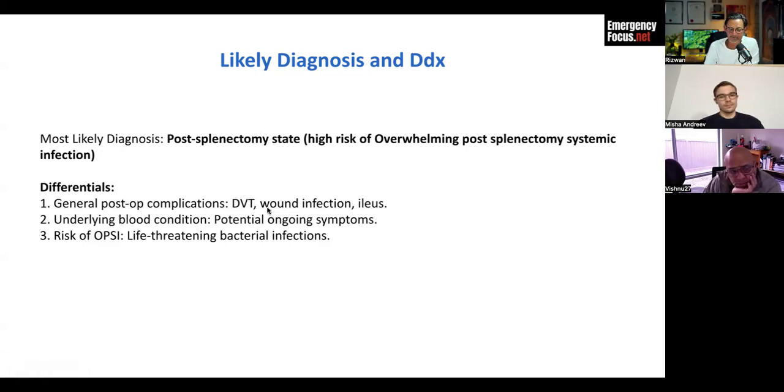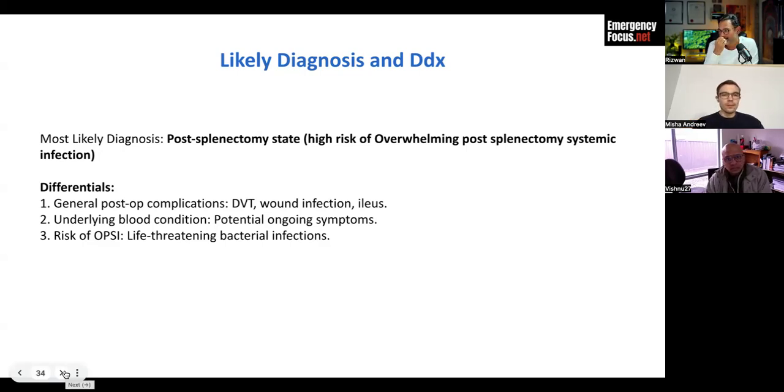General post-op complications: DVT, wound infection, ileus. Obviously with any abdominal surgery, ileus is a real problem. Underlying blood condition: if he has had the spleen removed because of high hemolysis, could be any of the hemolytic anemias, then there could be a relapse or worsening of that condition. So he needs hematology follow-up. And the risk of OPSI, which can cause life-threatening bacterial infection, is perhaps the most important point.